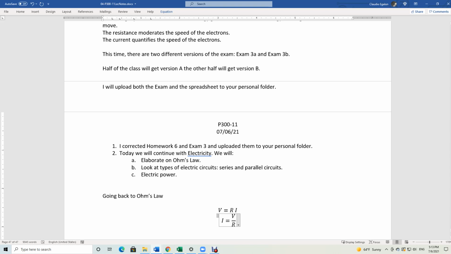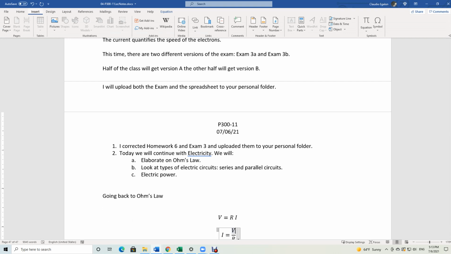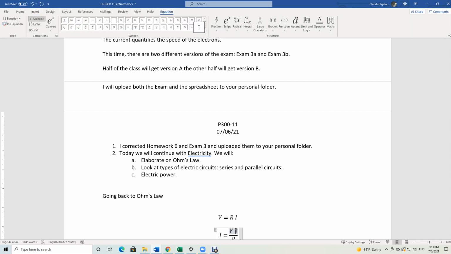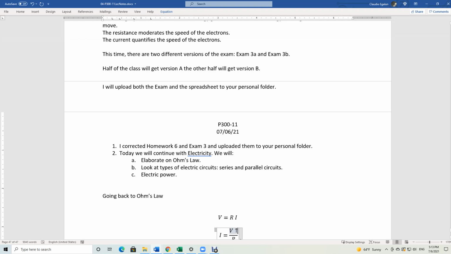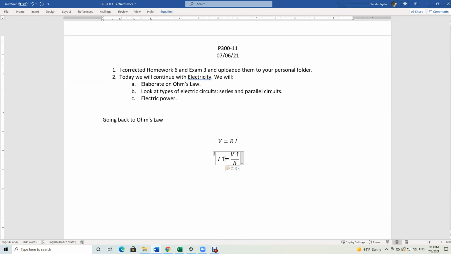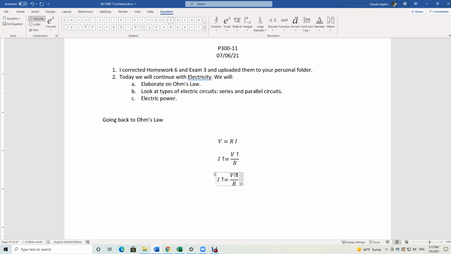So, what does this relation say? This relation says that if V increases, the current will also increase. We can go the other way too: if V decreases, the current of the circuit also decreases.